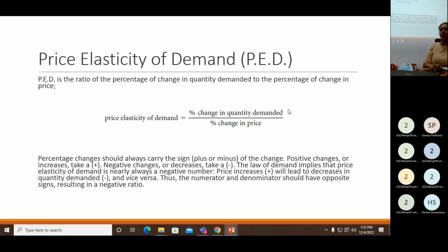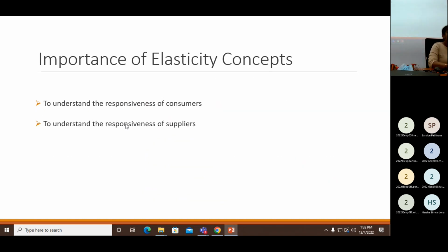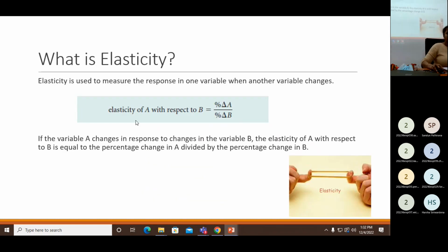In case you get confused by the two terms, price elasticity of demand, in abbreviation, we call it PED. That's an abbreviation you can use. PED is the ratio of the percentage change in quantity demanded to the percentage change in price. This is the formula you can use to calculate price elasticity of demand. It is similar to the original formula of measuring elasticity.